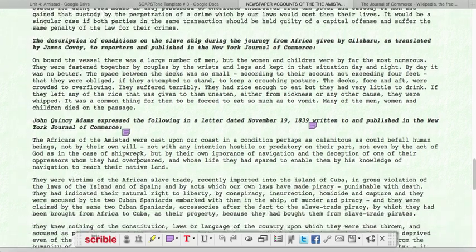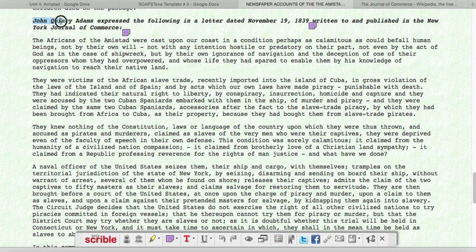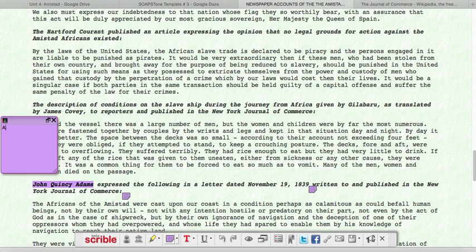I'm going to start reading the source. I already know a lot before reading the source. Oh yeah, and over here, of course, is our author or speaker. We know he was a former president.